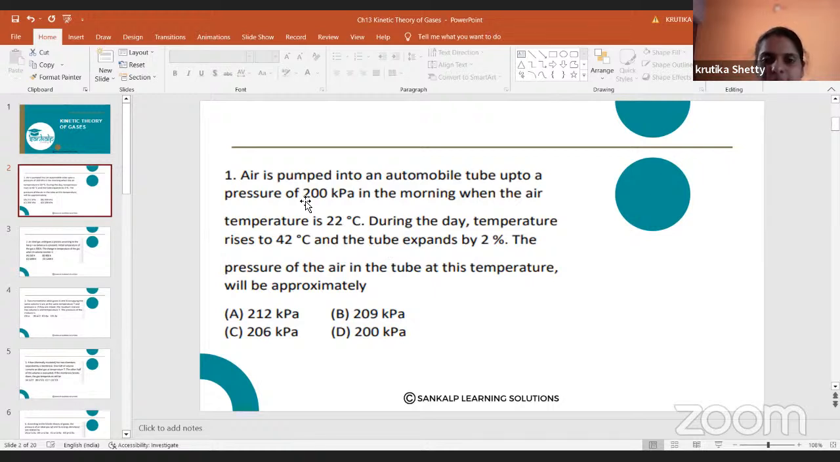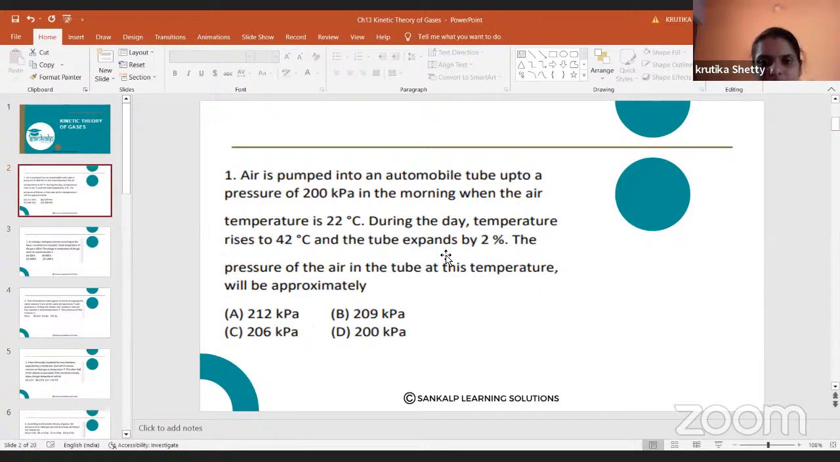So when it is 22 degrees Celsius, our pressure is 200 kilopascal. The tube is expanding by 2%. We need the pressure of the air when the temperature is 42 degrees Celsius. So the question is: when the temperature is 22 degrees Celsius the pressure is 200 kilopascal; when it is 42 degrees Celsius, what is the pressure? One hint they have given is that the tube is expanding. When the temperature increases, the tube is expanding by 2% here. So how to solve this one?